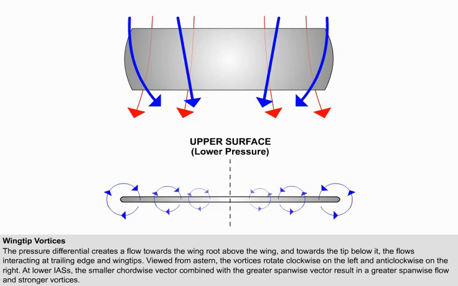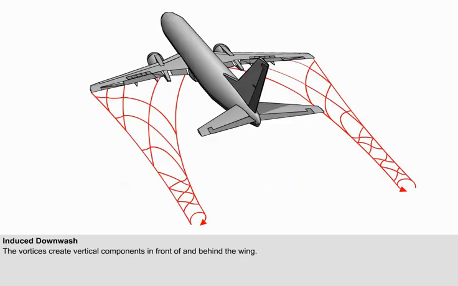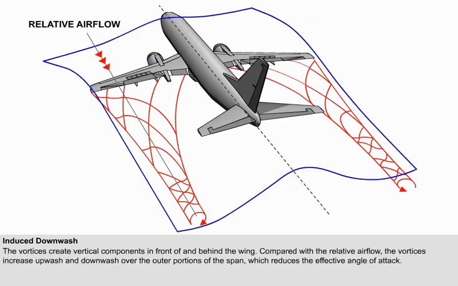At lower IASs, and therefore higher angles of attack, the decreased chordwise vector and increased spanwise vector, due to the greater pressure differential, will increase the resultant spanwise flow, making the vortices stronger. Wingtip vortices create certain vertical velocity components in the airflow around the wing, both in front of it and behind it. Compared with the relative airflow, the vortices increase upwash and downwash over the outer portions of the span, which reduces the effective angle of attack.